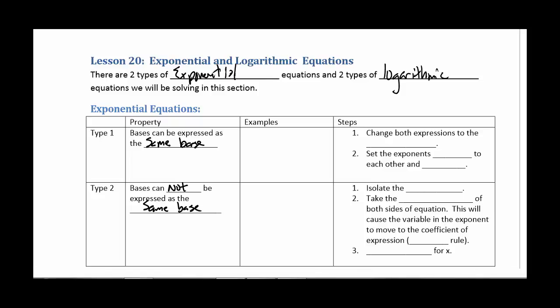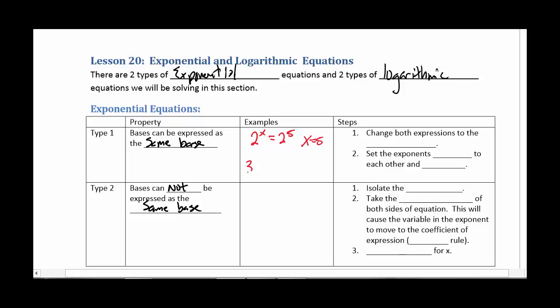I'll just give you a quick example of this. For example, 2 to the x equals 2 to the fifth power. In this case, what would x have to be? It would have to be 5. We didn't really divide out anything. We just acknowledged that in order for the left side to equal the right side, they have to match.